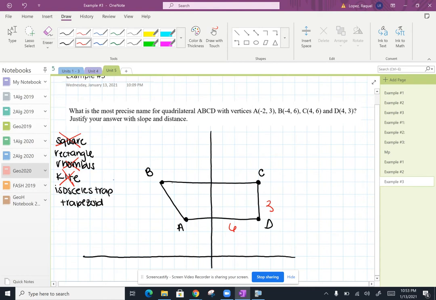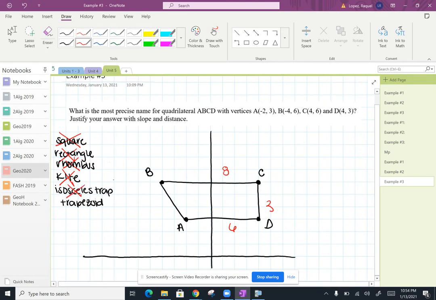And we can double check that with BC. So BC has length 1, 2, 3, 4, 5, 6, 7, 8. This is 8 units long. So now I know for sure it's not a kite. I also know for sure it's not a rectangle because the opposite sides are not congruent. So the only thing I'm left with is a trapezoid or an isosceles trapezoid.